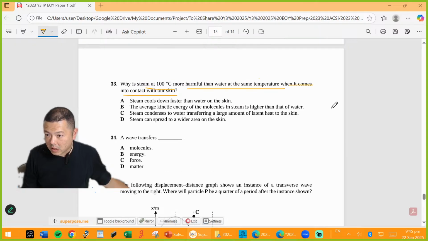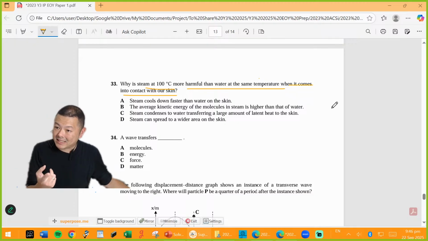Higher than what? Like I just mentioned, it's not a very fair comparison. It's not one-to-one. We are sort of comparing apples to guavas.